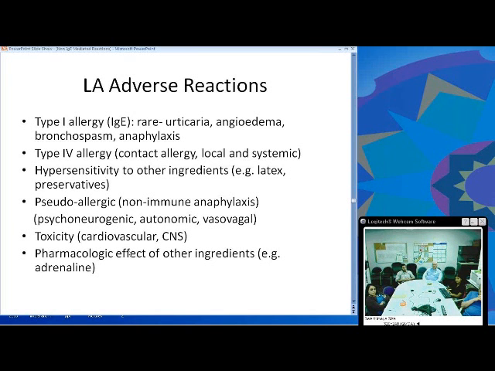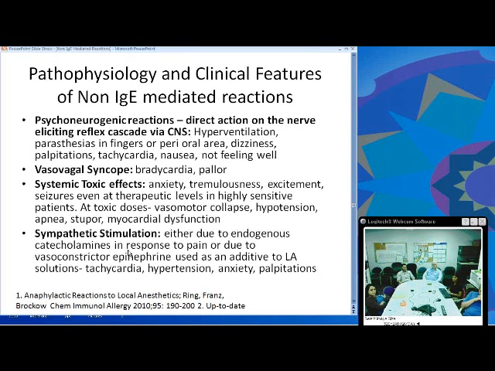The other ones are what we are talking about, pseudoallergic or non-immune anaphylaxis. And the mechanism proposed is psychoneurogenic or vasovagal or autonomic. Local anesthetics can also have a toxicity reaction that would give cardiovascular or CNS reactions. And again, pharmacological effect of other ingredients like adrenaline, epinephrine can cause reactions. So the pathophysiology of non-IgE mediated reactions.